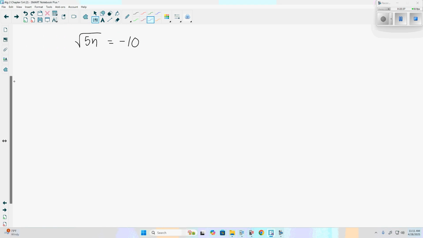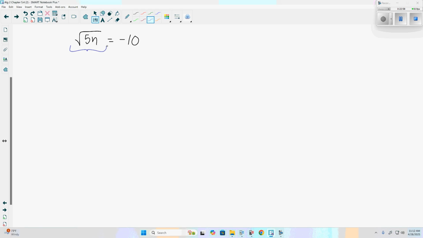I'm going to back up to this here. So we said the square root of 5n equals negative 100. We went over this in chapter 4. The square root can't equal a negative number. We cannot find a square root of a number and have it be a negative number. This just does not work, because the square root of any number is going to give us either 0 or a positive number.